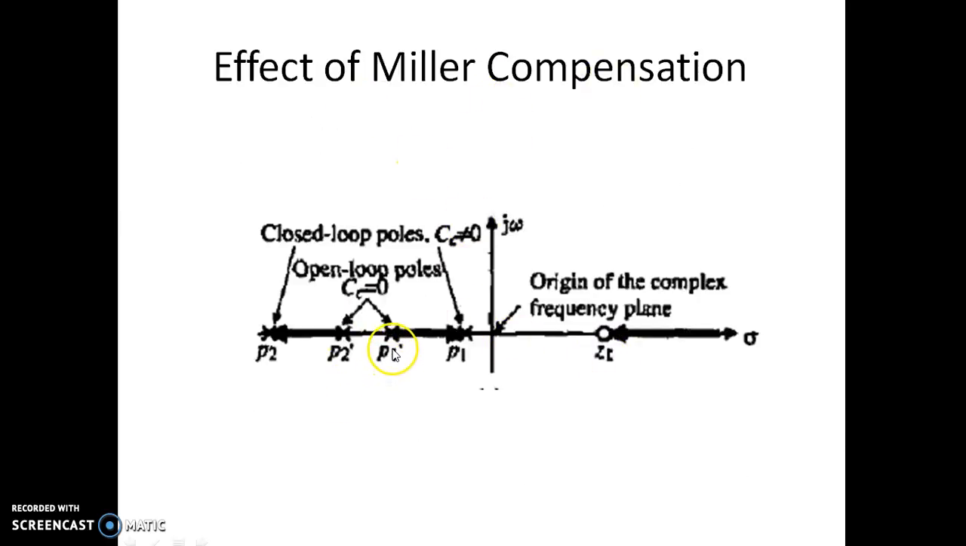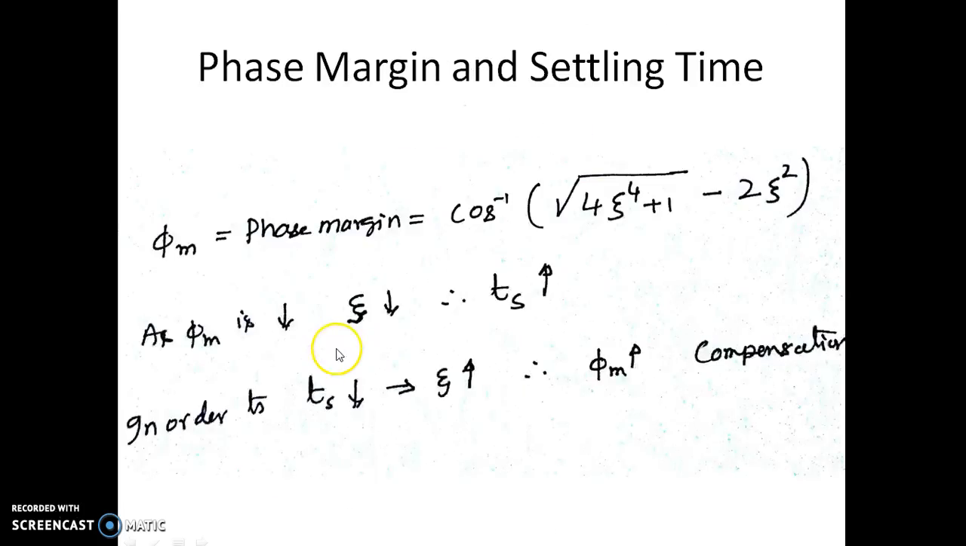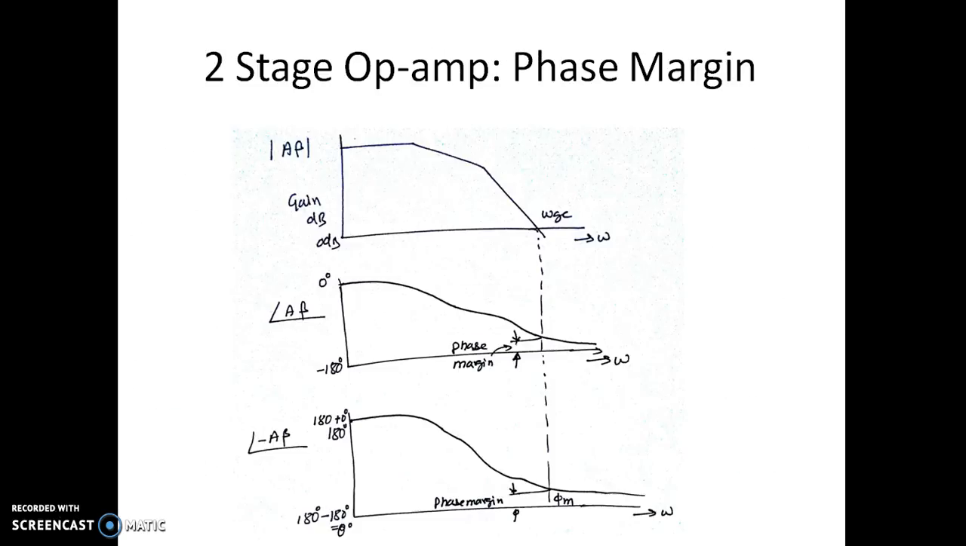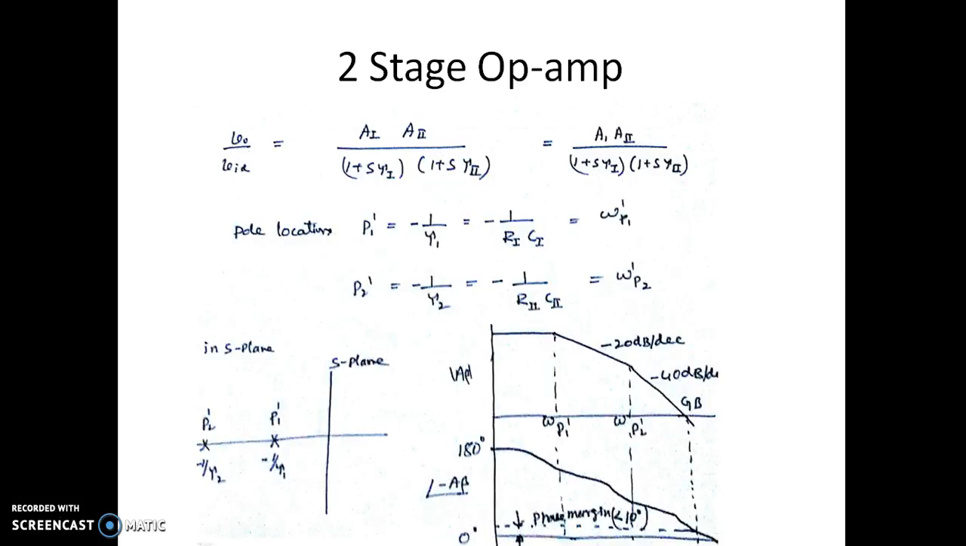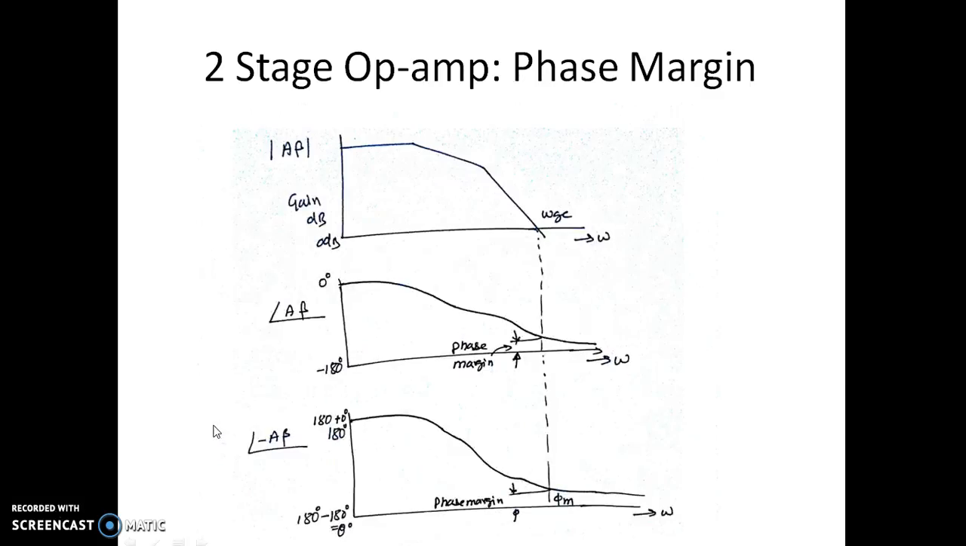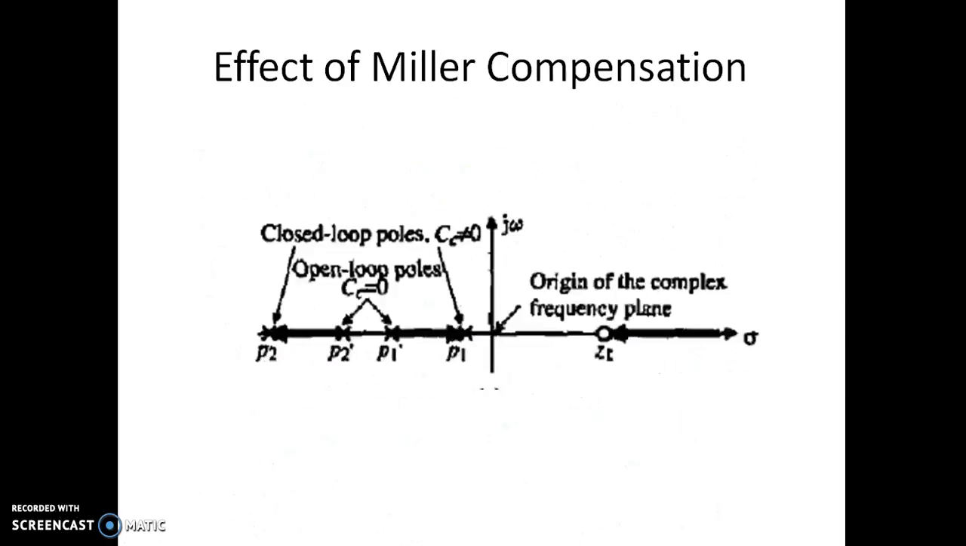We had the earlier poles, that is P1 dash and P2 dash. These are the open loop poles when CC is equal to 0. What do we mean by CC equal to 0? When we have not provided any compensation. So we had only two poles, P1 dash and P2 dash, as we discussed in the previous slides. So we had poles P1 dash and P2 dash without any compensation when CC is 0. Suppose CC is non-zero. Now we can see we have a CC which is non-zero here.